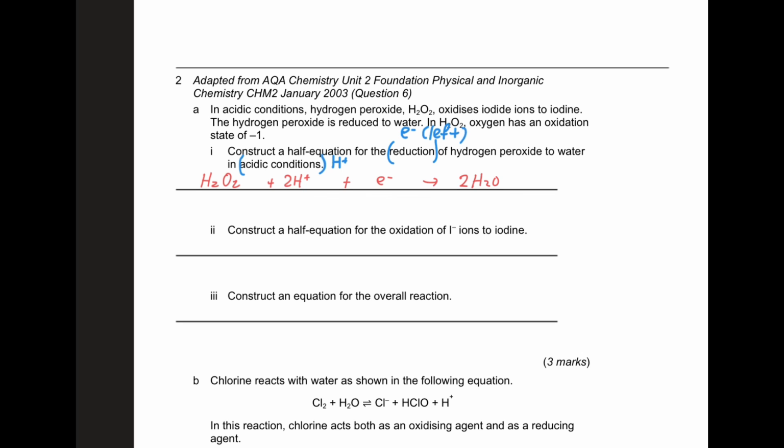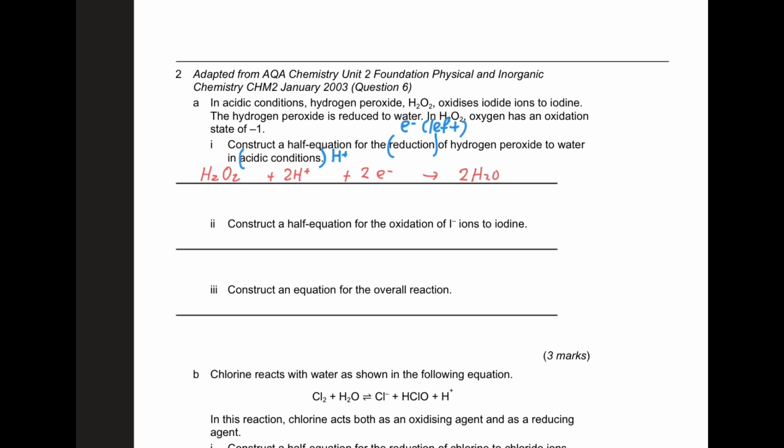Now we need to balance the charge. Right hand side no charge, left hand side I have +2. So I need 2 electrons to cancel off the charge so that both sides have no charge at all. So I balance it. I use 2 to balance the charge. So settle for this.